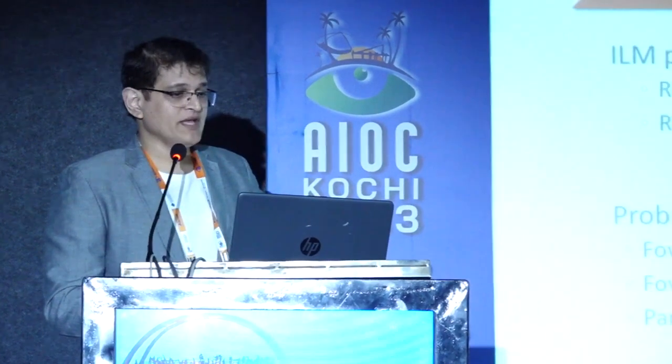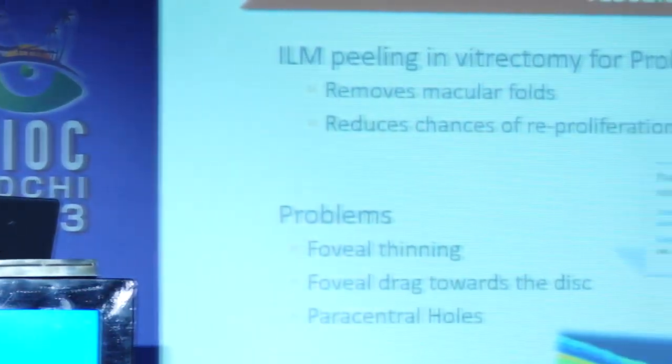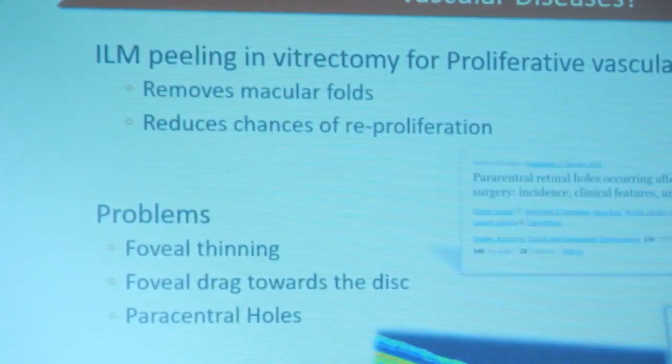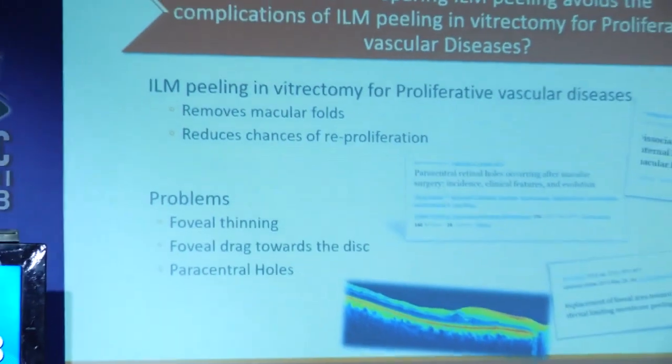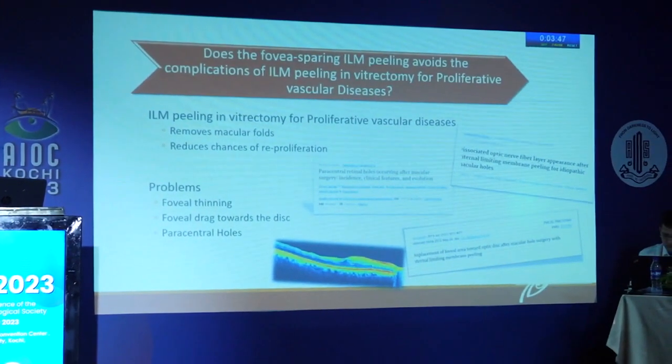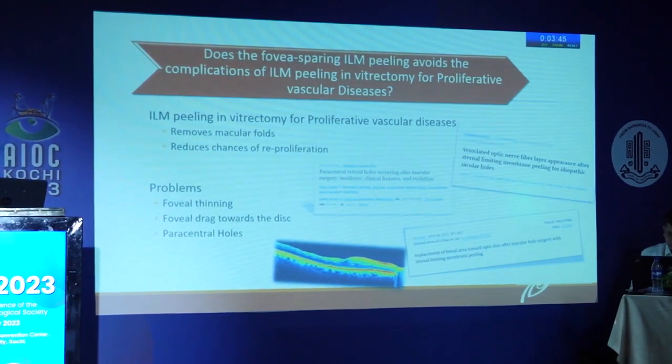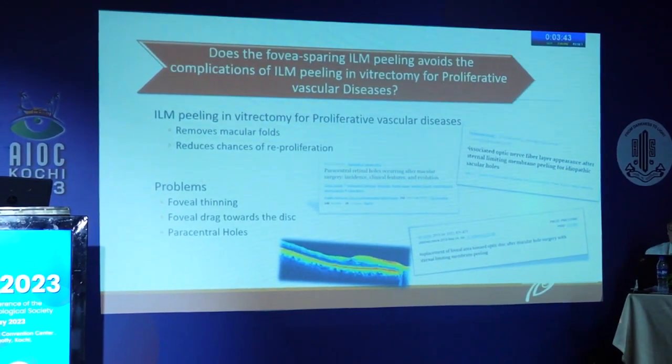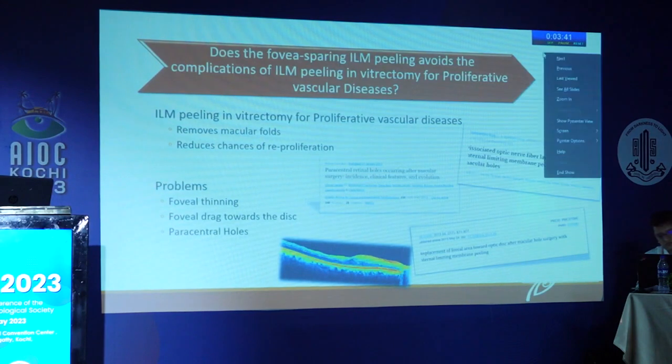Yes, I just want to present my initial experience with the fovea sparing ILM peeling in the vitrectomy for proliferative vascular diseases. ILM peeling in vitrectomy for proliferative vascular diseases is practiced mostly to remove the macular folds and reduce the chances of reproliferation. However, there are problems like foveal thinning, foveal drag towards the disc, and paracentral holes. So they have been highlighted in many studies.